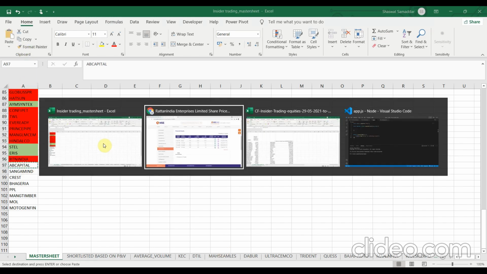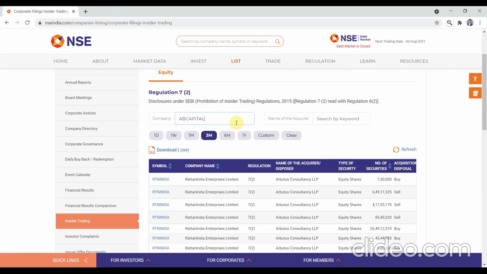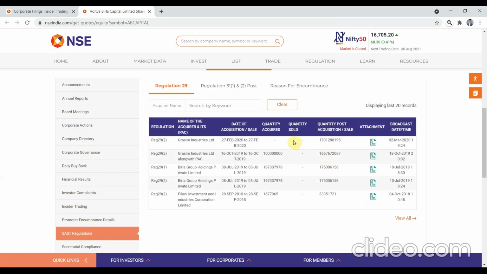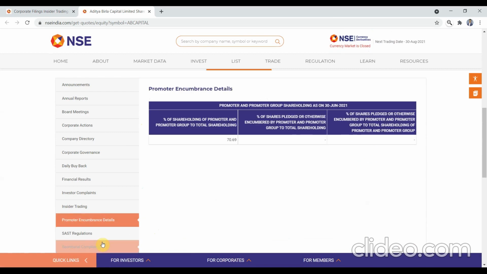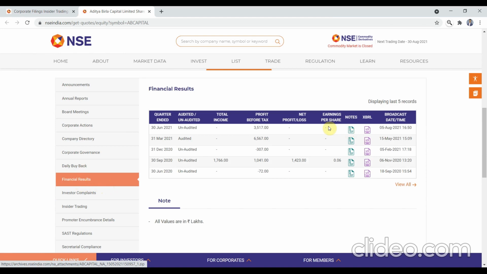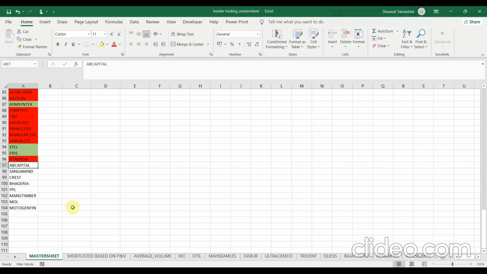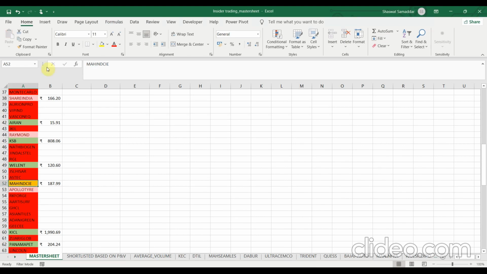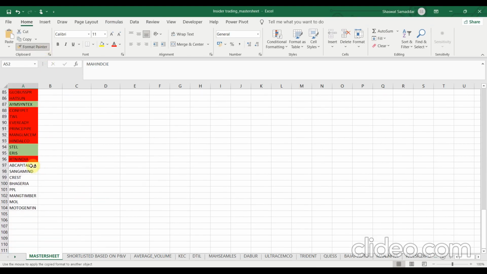Moving on to AB Capital. Click on Aditya Birla Capital. Go to corporate information. Let's check the SAST regulation. No selling has been reported. Pledging is not there. Shareholding is greater than 50. It has passed all the mandatory filters. Now it's time to check the optional filter, earnings per share. Earnings per share is not there, since this particular filter is an optional one, I'll mark the stock as yellow. Moving on to the next stock.